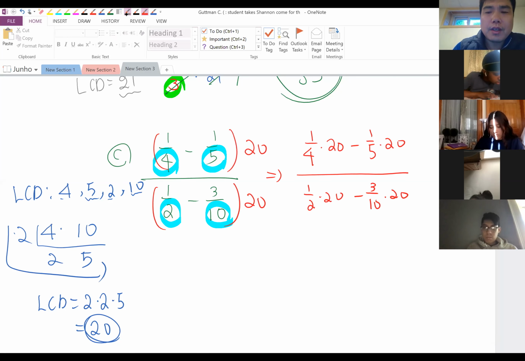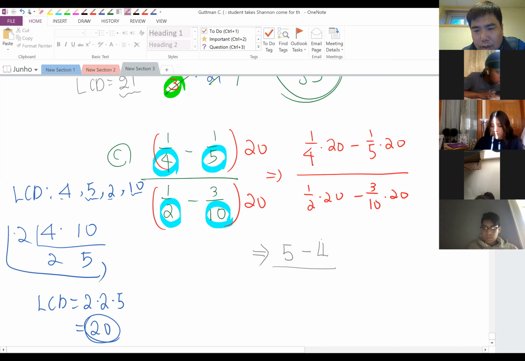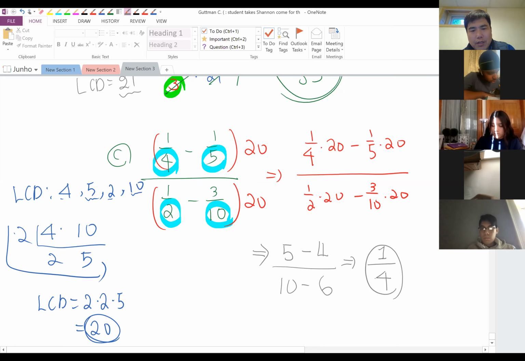Good. Okay, so what's 1/4 times 20? This equals 5. It becomes 5 minus 1/5 times 20, 4, over 1/2 times 20, 10, minus 3/10 times 20, 6. Okay. So you simplify this one, then 1/4 will be the answer for this complex fraction.